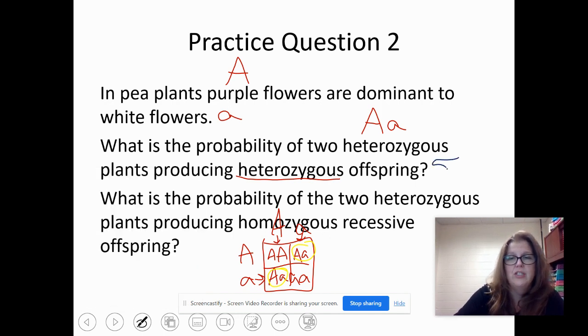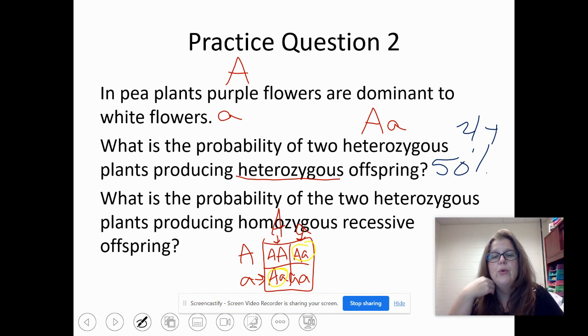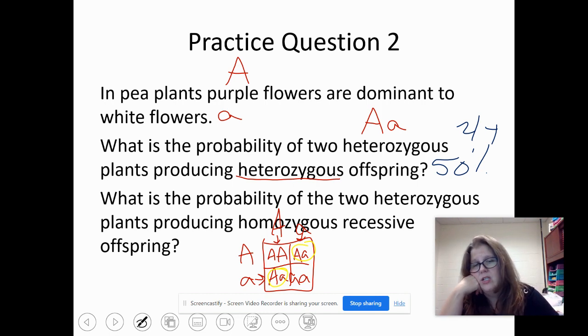So 50% chance here. Or you could say 2 out of 4 or 1 out of 2, because 2 of the 4 squares are heterozygous. Now, the next question, we can use the same Punnett square. We don't have to make another Punnett square because we're still looking at the 2 heterozygous plants. But what is the possibility of them producing homozygous recessive offspring?